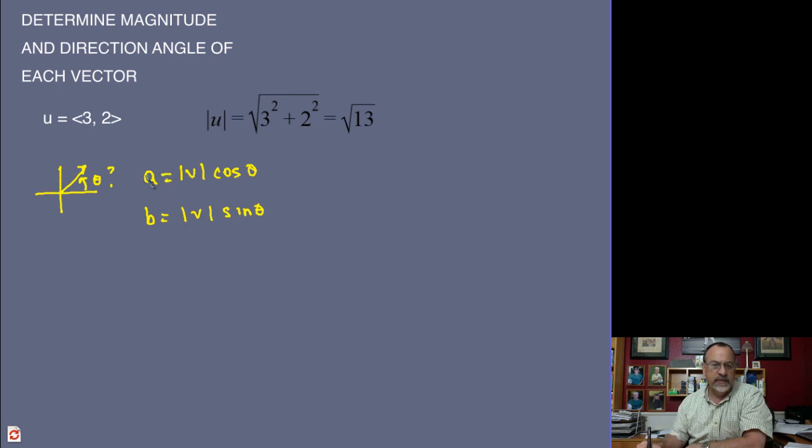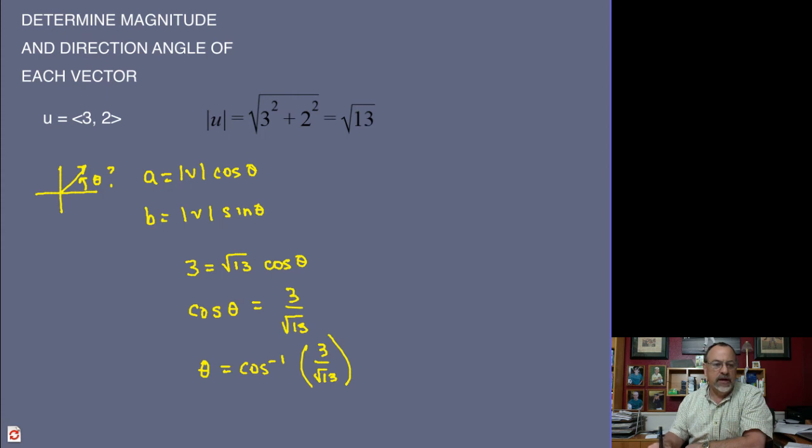So what is the A component? Well, the A component is 3. So 3 is equal to the magnitude, which I now know is the square root of 13, times the cosine of theta. Now how do I solve for the cosine of theta? Well, first thing I do is I divide by the square root of 13, so that's 3 over the square root of 13. And then how do I find the angle that has this? We use the inverse function. So this is going to be the inverse cosine of 3 over the square root of 13. That's going to give me the measure of my angle.